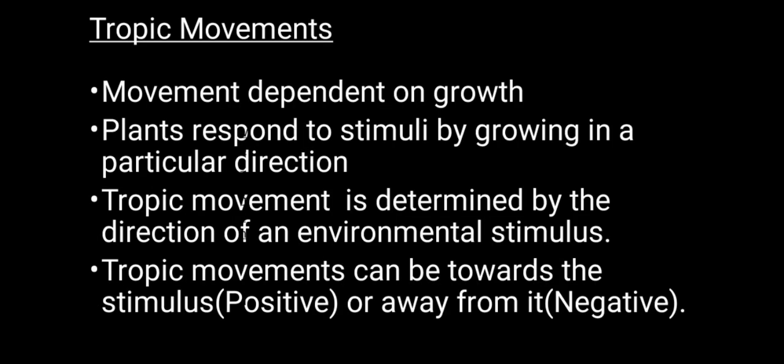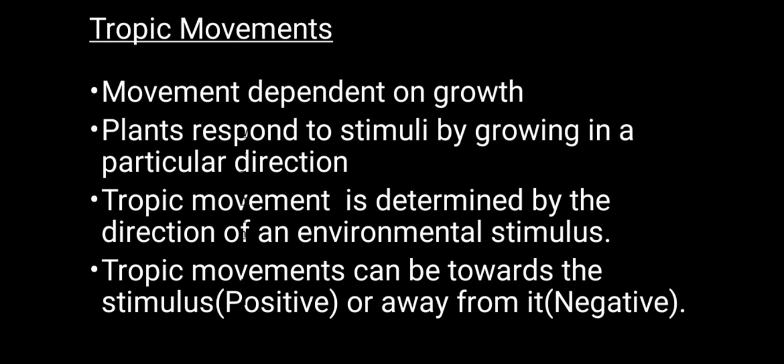Trophic movements, as we had learned earlier, are the movements exhibited by plants which are dependent on growth. Plants respond to stimuli by growing in a particular direction, which makes it appear as if the plant is moving. Trophic movements are directional movements and the response is shown in the direction of the stimuli.